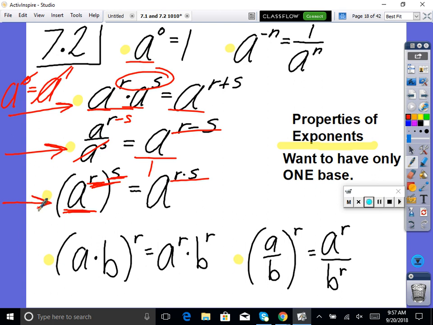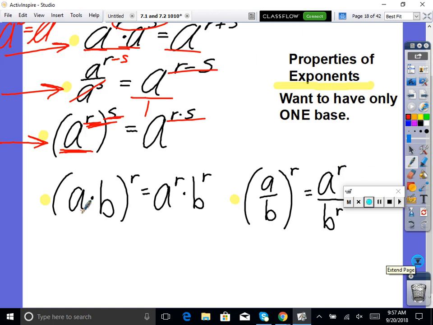Okay. Then the distributive property just means if you have two different bases in here and there's a multiplication sign, you've got to take R to both of those. Look, R. You see? Then right here, if it's division, all that stuff is raised to the R. You've got to make sure to raise everything to the R power.